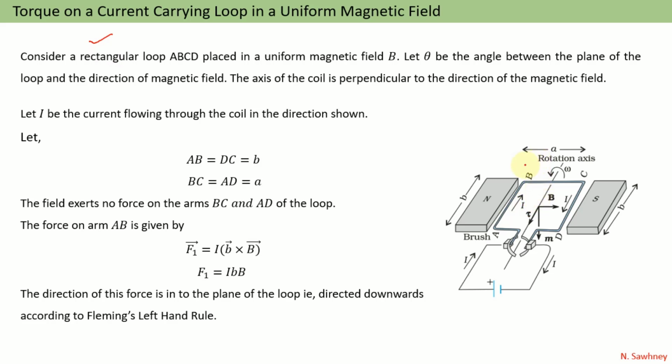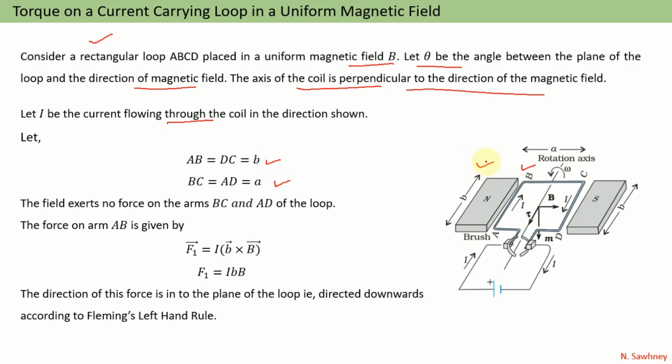Here this is the rectangular loop ABCD with uniform magnetic field B. Let theta be the angle between the plane of the loop and the direction of the magnetic field. The axis of the coil is perpendicular to the direction of the magnetic field. Let I be the current flowing through the coil as shown, and the rectangular loop has the dimensions of B and A as shown here.